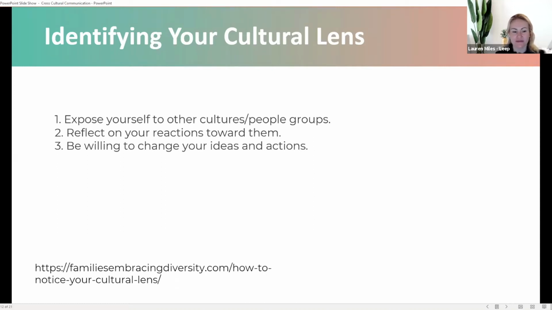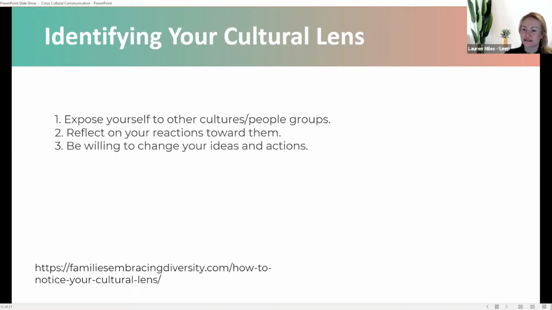So what we will do is we'll be doing some activities that introduce you to this idea of reflecting on your own actions and reactions, I suppose. And in order to become a good cross-cultural communicator, you really need to be willing to have an open mind and change your actions and ideas.